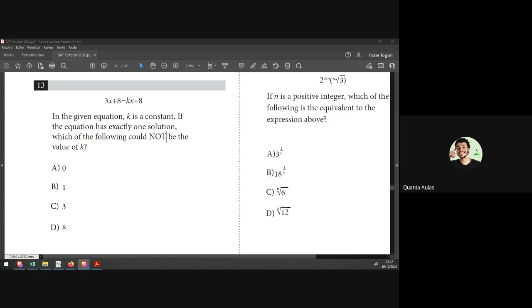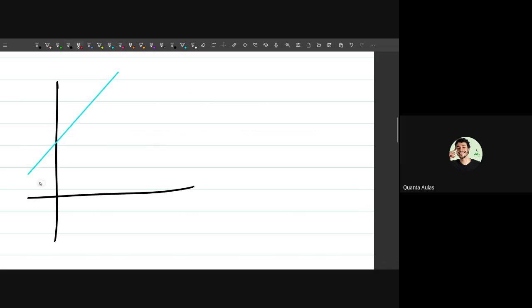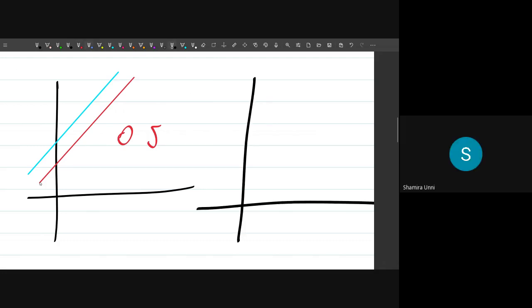If the equation has exactly one solution, when we have lines, we can have three situations. One situation, the lines never cross, okay? So in this situation, we don't have a solution because the lines don't cross, so they don't have one point where it is the same thing. So 0 solutions here. Now we have one solution because the lines cross, okay?